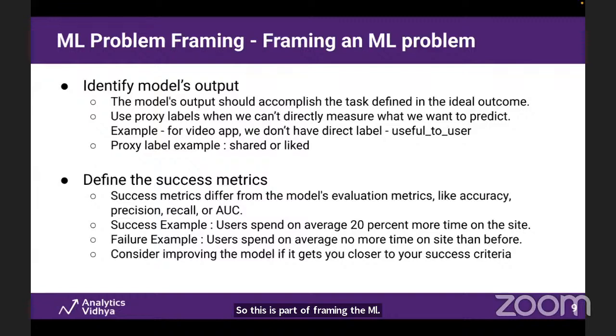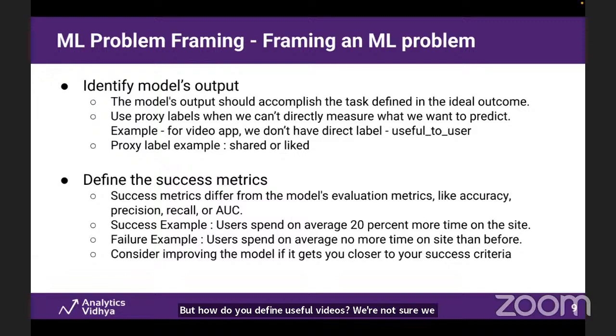And then you'll also have to look at identifying the model's output. So the model output is the labels that you would say, and that output will actually accomplish the task that you have defined in the previous step, right? So there are different models as well. So let's take an example of a video app, right? Your ideal outcome that we want is that we want to recommend useful videos, but how do you define useful videos? We're not sure. We don't know, right?